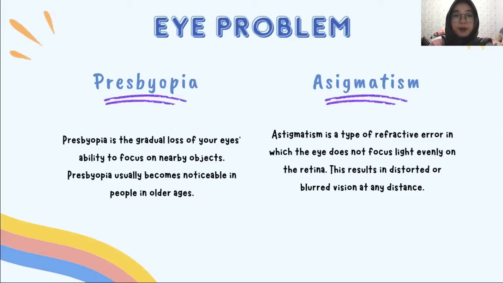The next eye problem is presbyopia. Presbyopia is the gradual loss of your eye's ability to focus on nearby objects. Presbyopia usually becomes noticeable in people of older age. And the last is astigmatism, a type of refractive error in which the eye does not focus evenly on the retina. It results in distorted or blurred vision at any distance.